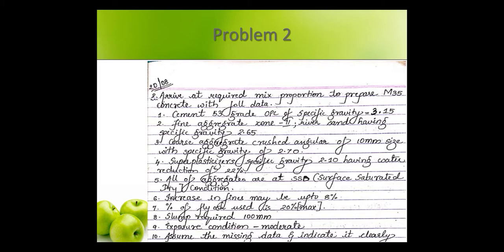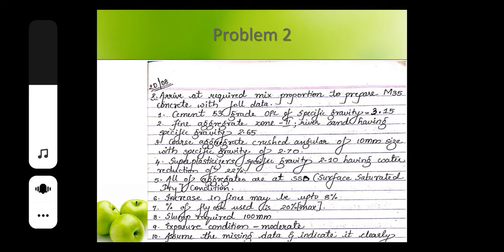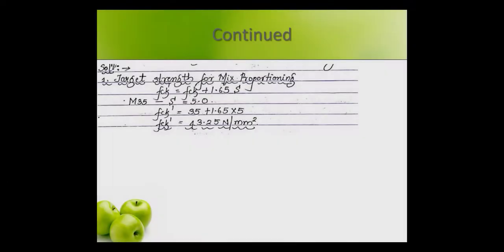Percentage of fly ash used is 20% maximum. Slump required is 100 mm. Exposure condition is moderate. Assume the missing data and indicate it clearly. So we'll go with the solution.